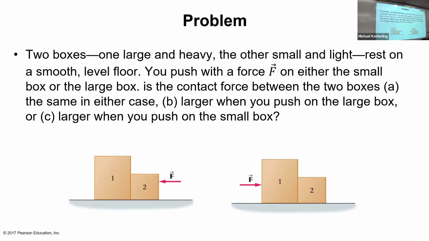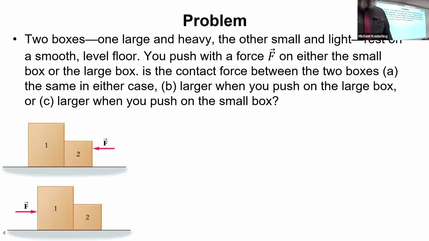In this case, the contact force is accelerating box 1, the bigger box. And in this case, the contact force is accelerating box 2, the smaller box. But the acceleration is the same in both cases. So in this case, the force needs to be bigger to achieve the same acceleration for box 1 than over here, where effectively box 1 uses up more of the applied force before it goes on to box 2. That's another way you can think about it.